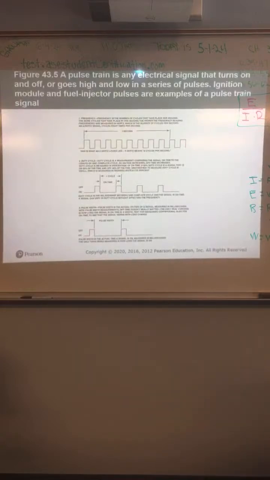Okay, a pulse train is any electrical signal that turns on and off or goes high and low in a series of pulses. Ignition module, fuel injector are examples of a pulse train signal. Going to be a question on the test about pulse trains.